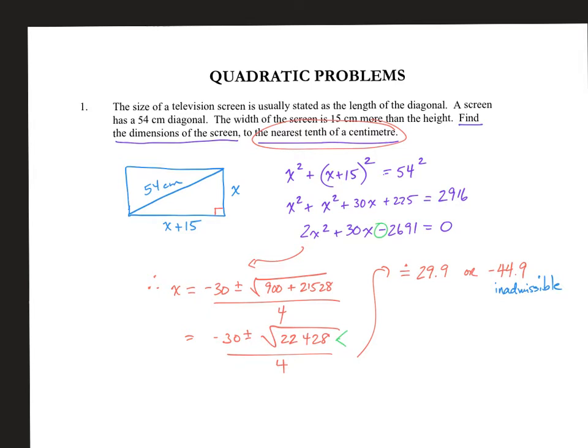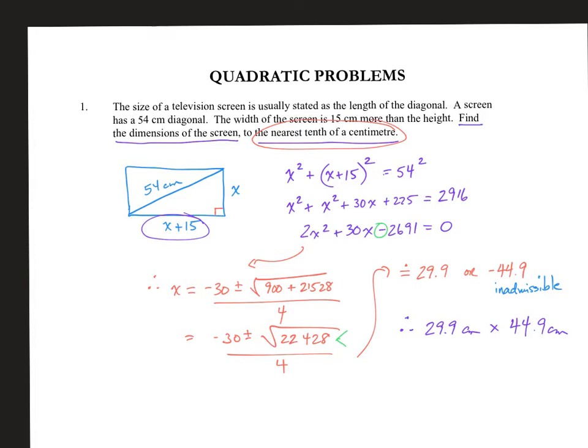Okay, did I fully answer the question? No, because the question asked me to find the dimensions of the screen. We don't need to see how you get your calculations. Instead, you can just jump straight in on, we know that we are 29.9 centimeters by, and now I can sub that 29.9 into my width expression, by 44.9 centimeters. Now that we got down to that, we've got a good solution.